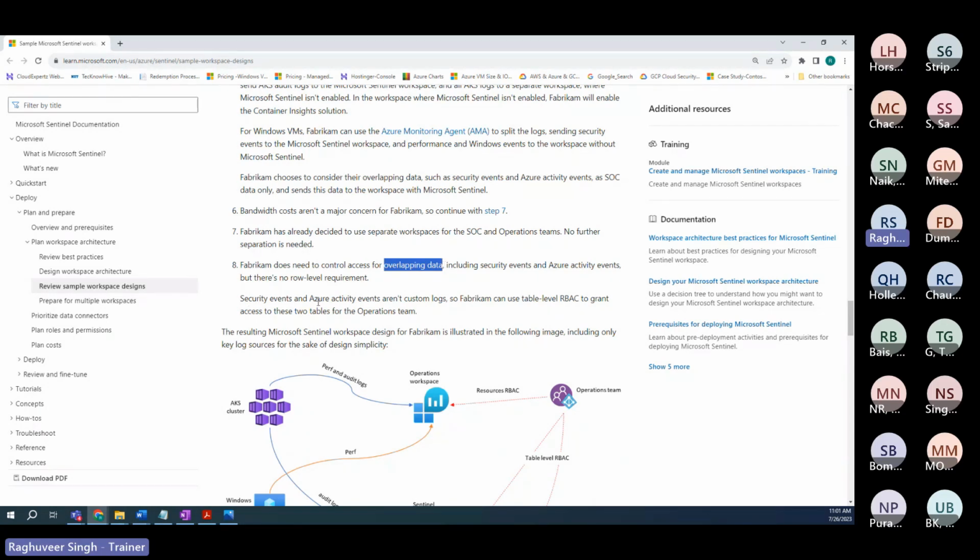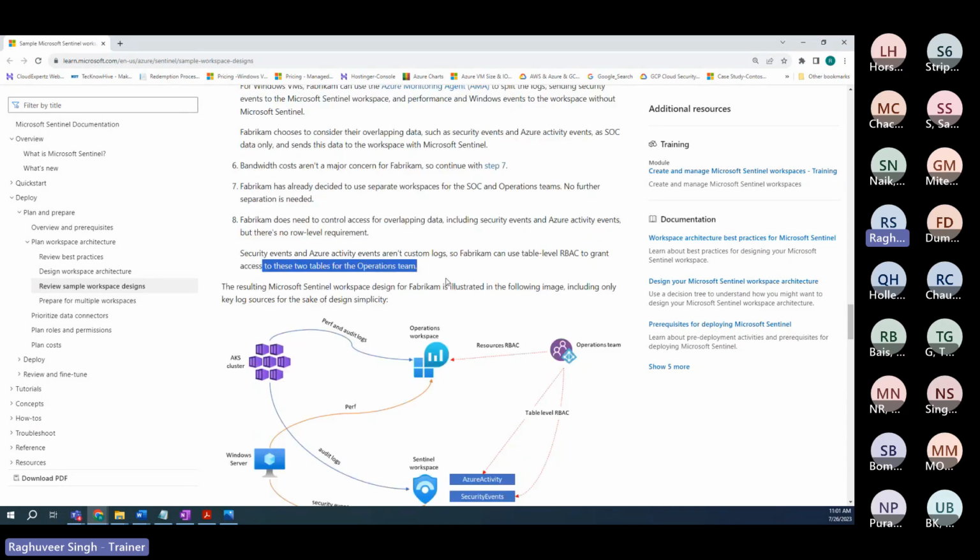So it says security events and Azure events aren't custom logs, so Fabrikam can use table level RBAC. They can use table level RBAC to grant access to those 2 tables for the operations team. So for those 2 tables where the overlapping data is, which is the security data, they can create an RBAC and grant read-only access to that table to the operations team. That's it. And contributor access will be with the security monitoring team on the table.